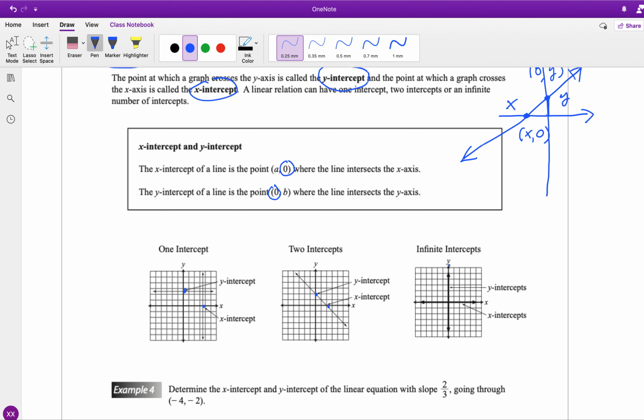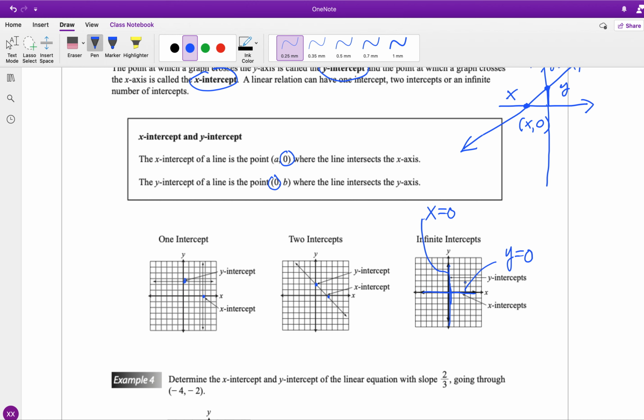All right? Now, what does infinite intercept mean? It means that your line is just the x-axis or the y-axis. This line is called y equals 0. That's the equation of this line. This line here is called x equals 0. In this case, of course, it intercepts with the y-axis infinitely, and this one intercepts with the x-axis infinitely. That means you have an infinite number of intercepts.